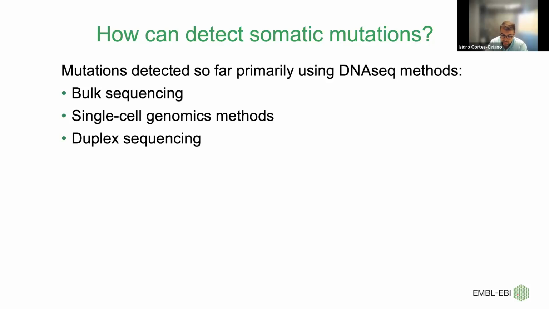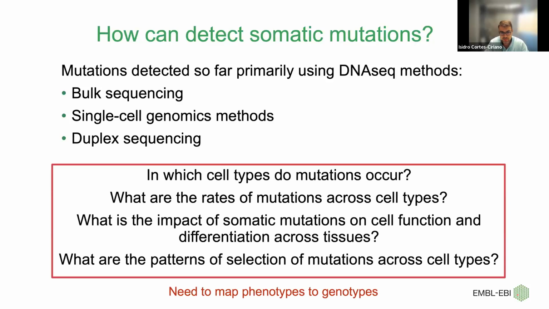But the key point I want to make is that all these methods suffer from the limitation that, by detecting mutations even in a single cell in a sample, we don't generally know in which cell types the mutations occur. That doesn't apply to single cell genomics methods, but certainly applies to bulk sequencing and duplex sequencing. We cannot determine the rates of mutations across different cell types, and primarily, we cannot understand the impact of those somatic mutations on cell differentiation, cell function, or normal phenotypes. And finally, we cannot determine which mutations are under positive or negative selection across different cell types.